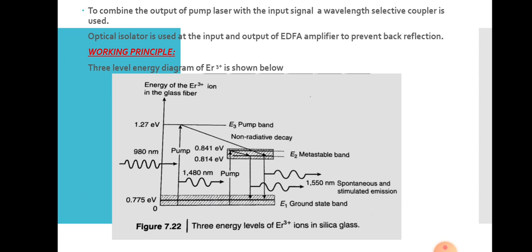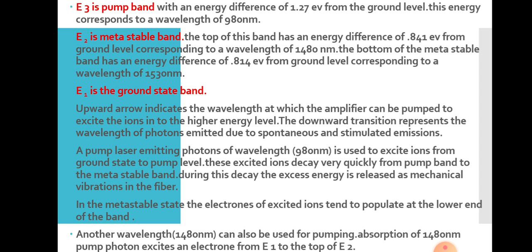See, here there is the emission of photons due to the decay of electrons from this metastable state to the ground state. So this photon energy corresponds to the wavelength of 1530 nanometer. E1 is the ground state band, and here the upward arrow indicates the wavelength at which the amplifier can be pumped to excite the ions into the higher energy level, and the downward transition represents the wavelength of photons emitted due to the spontaneous and stimulated emission.